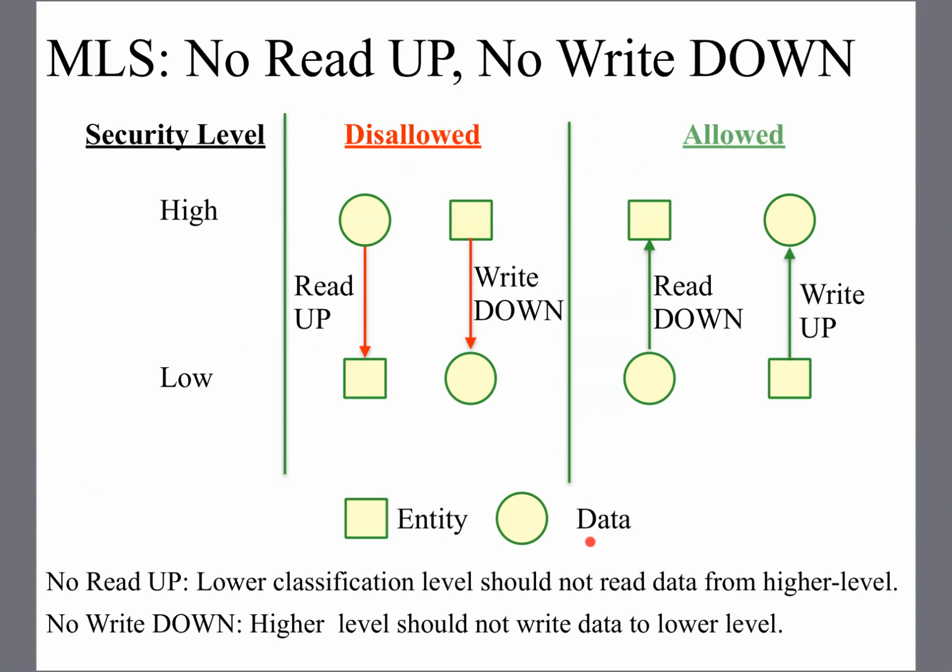In an MLS system, we have two principles: no read up and no write down. The first one is very intuitive. If there is some data at a high security level and an entity at a low security level, then this entity should not be able to read the data. This person or computer should not be able to read higher security level data. For example, an unclassified computer or person should not be able to read top secret data. We'll get to write down in a minute.